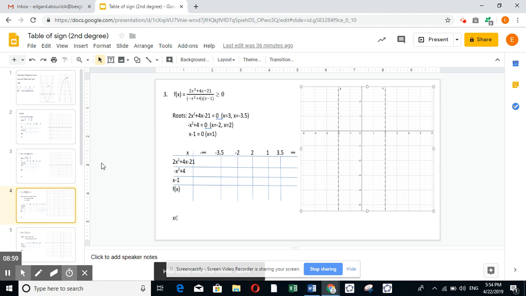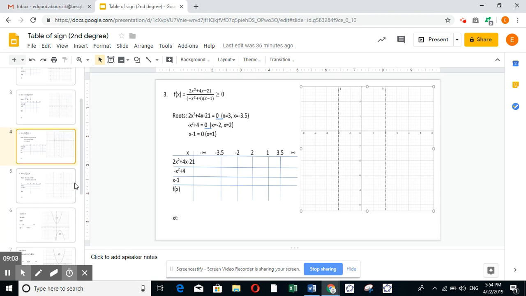Another example. In this example, I took a denominator, as we did in the first video. So here, first of all, I have an equation of second degree up, second degree here, and degree 1. I start by the numerator, the roots. I have two roots, 3 and minus 3.5. You can check it using your calculator.